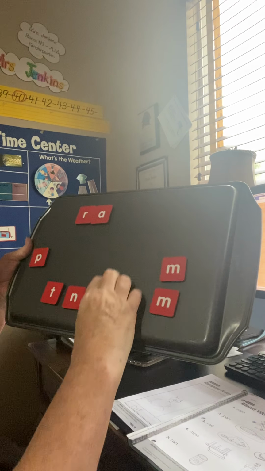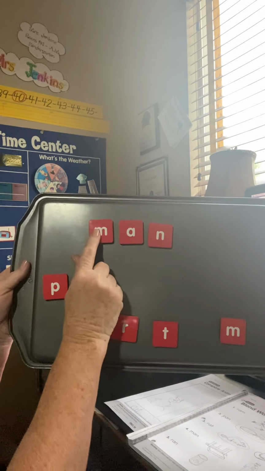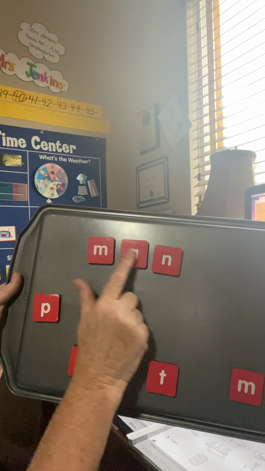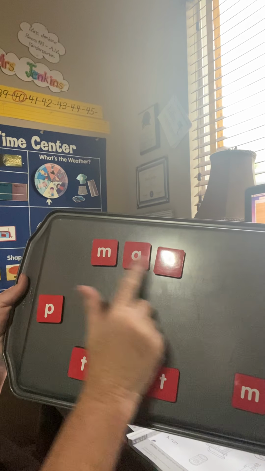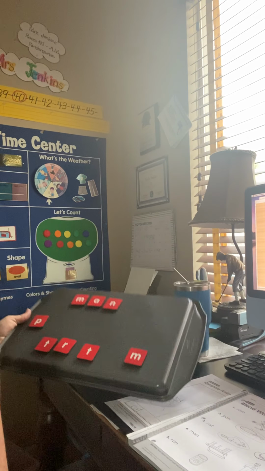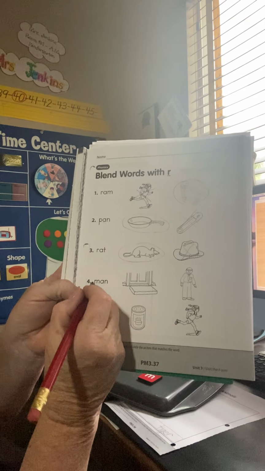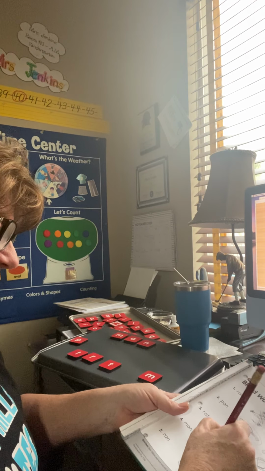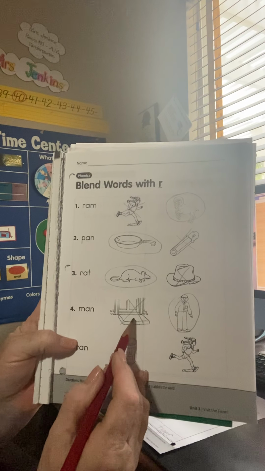I'm going to go back and put the N back here. This one is A-N. Man. M-an. Man. Did you hear the word I'm doing? Man. M-A-N is man. I'm going to circle the man, and I'm going to X out this one. They're trying to trick us. It almost sounds like man, but it's mat.